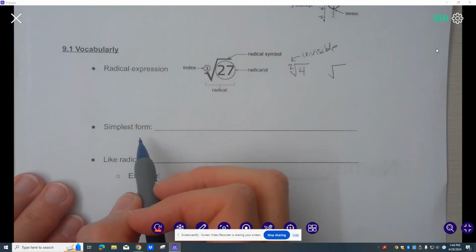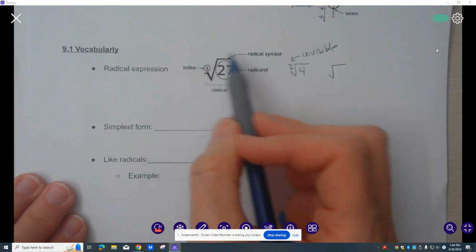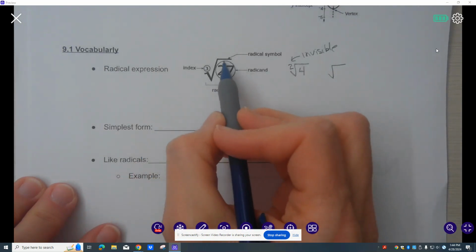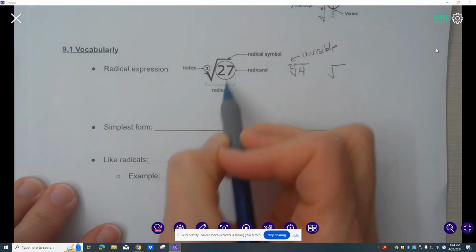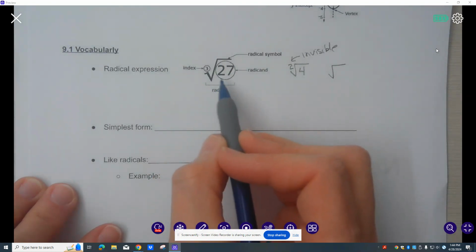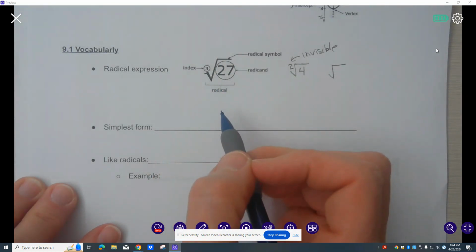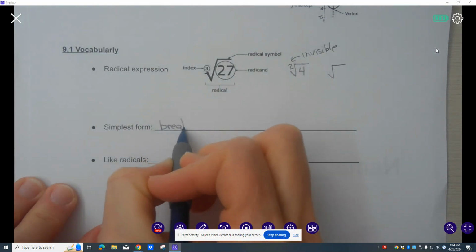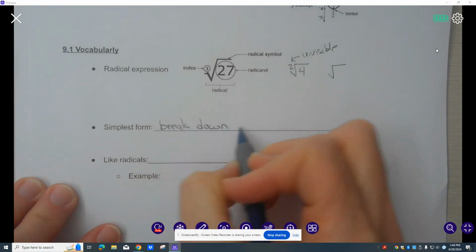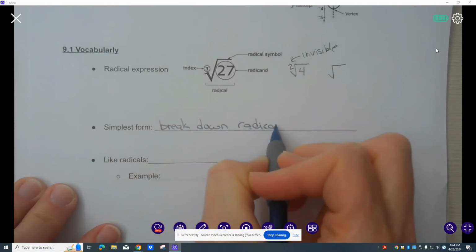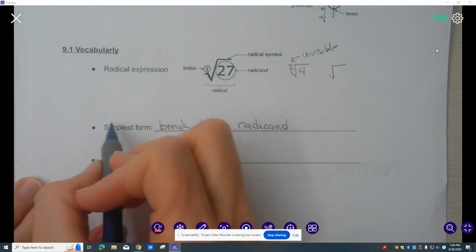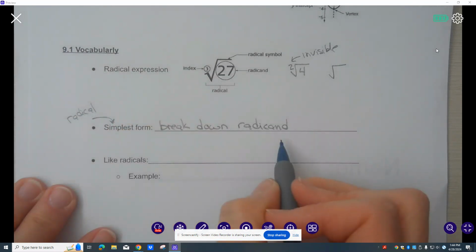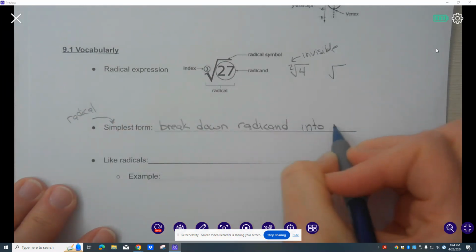So what we're learning in 9.1 is simplifying these radicals. What we first want to do is break down this number into prime numbers. So basically we're going to do a factor tree on this number until we have all primes. So finding the simplest form is when you break down the radicand, or I guess you could say radical. We're simplifying the radical.